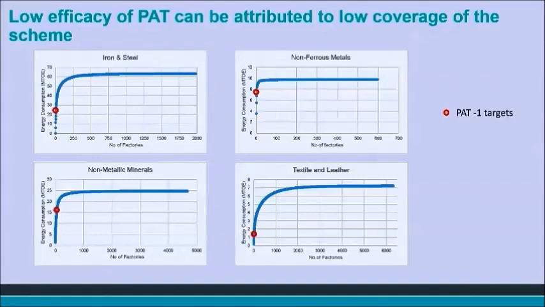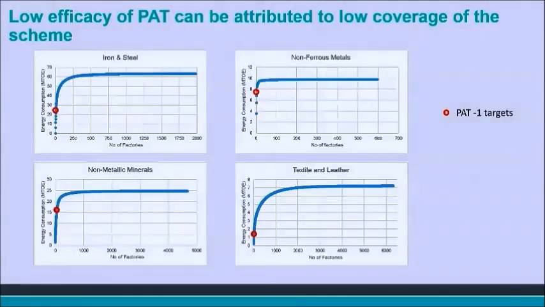Now, if we look at the PAT targets, using the PAT threshold of 30,000 TOE per year, the PAT is only able to cover less than 40% of the total sector's energy. This is one of the primary reasons why PAT efficiency improvements are not being reflected.